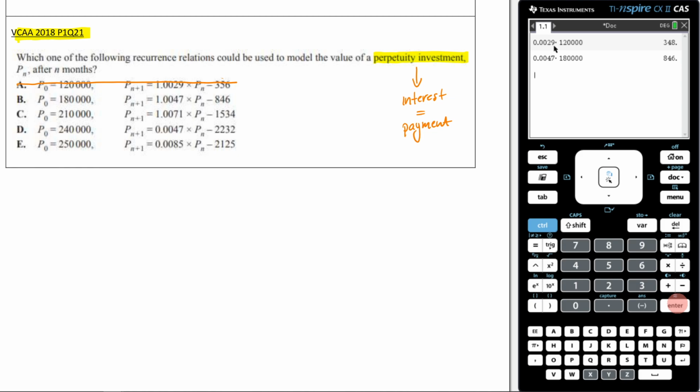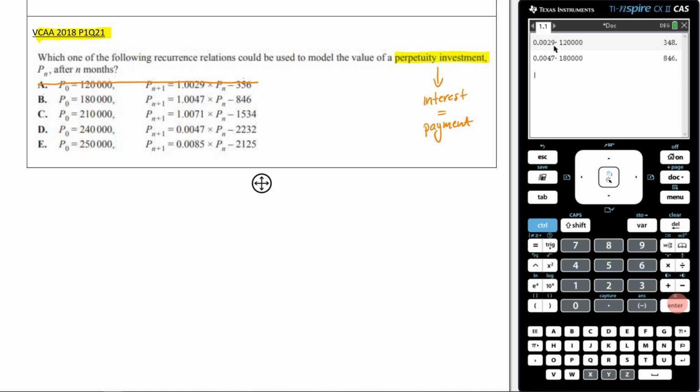Oh, that's an ugly circle. Let's try that again. B is my correct answer. You could keep on going through the rest of them to double check them all, but I'm pretty sure, well, I know because I've seen the answers as well, that it is correct. But again, you could keep on going.